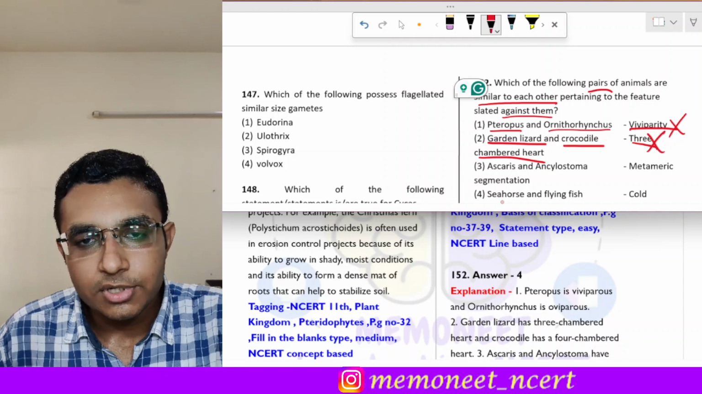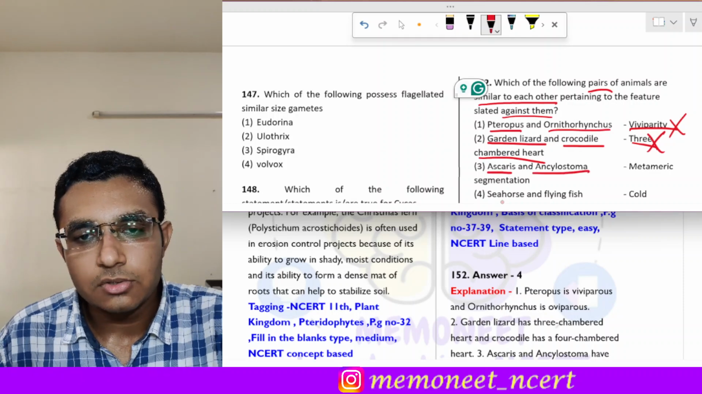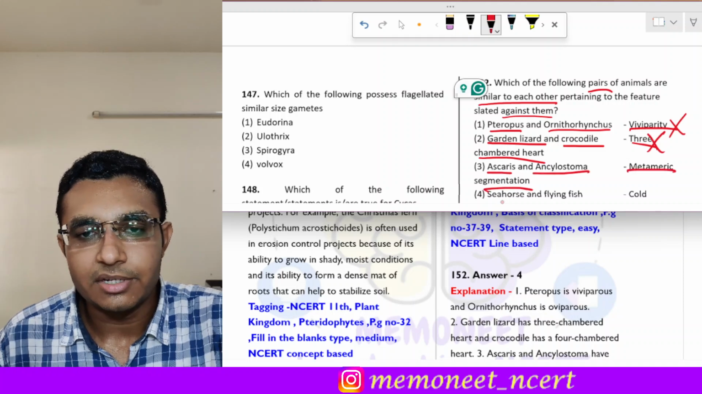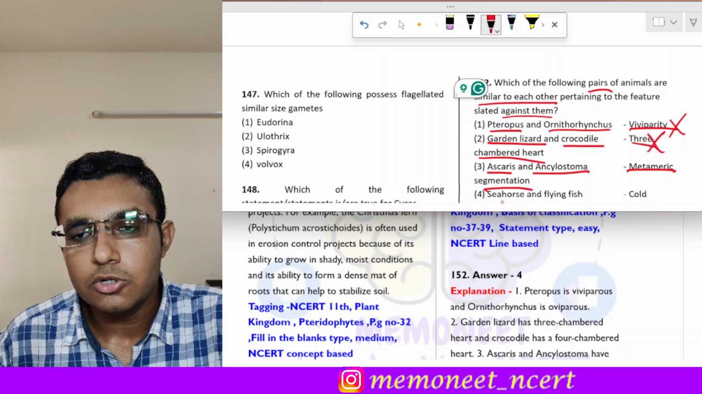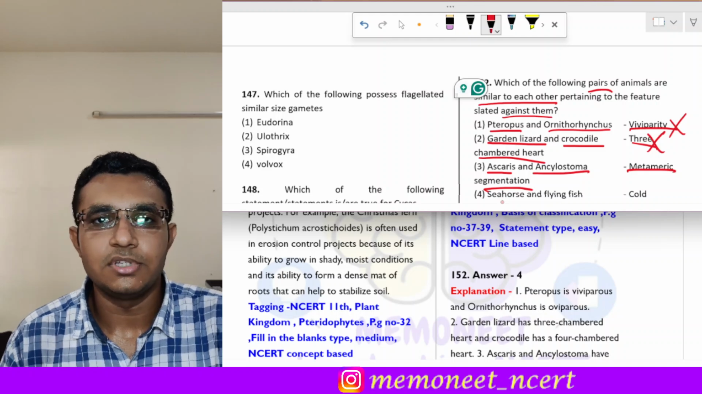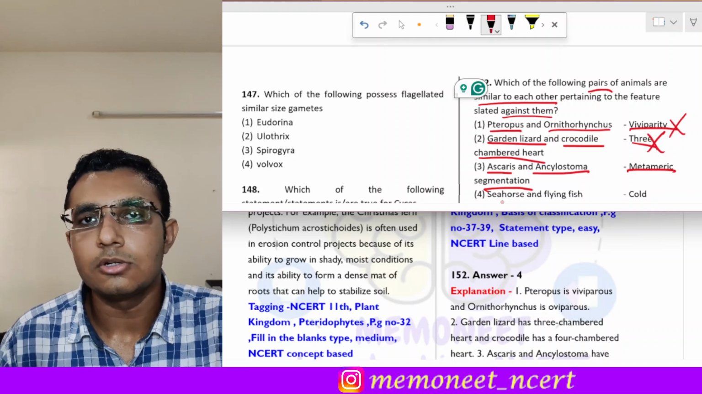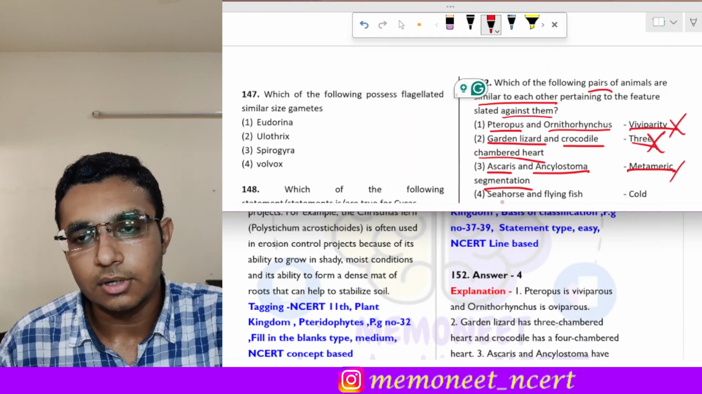The third option is Ascaris and Ancylostoma. They show metameric segmentation. Now see, Ascaris is a nematode, but it does not show metameric segmentation. Okay, so that is the feature of nematodes, that it does not show metameric segmentation. So the third option is also incorrect.